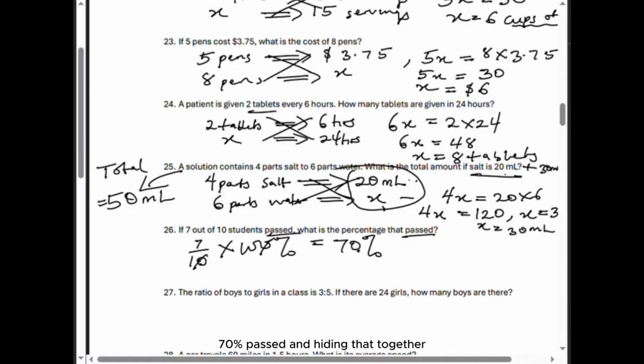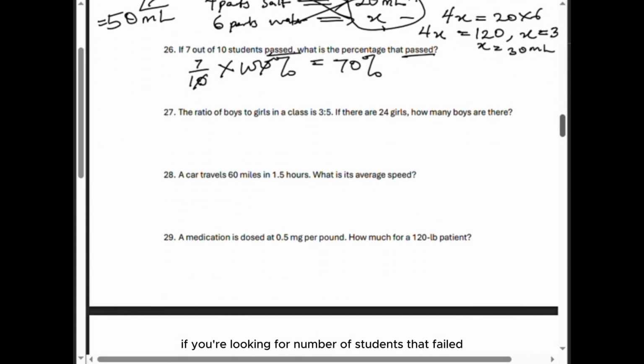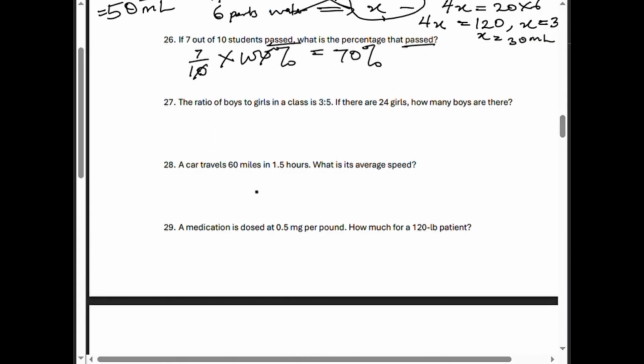And adding that together, you have total of 100. The maximum value of percentage is 100. So you need to subtract if you're looking for number of students that failed.